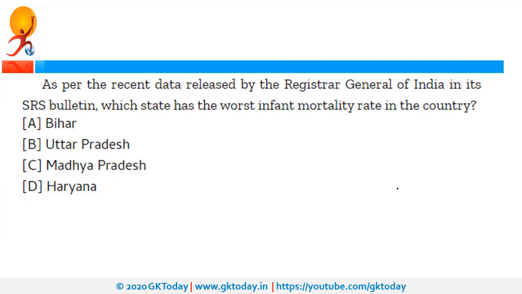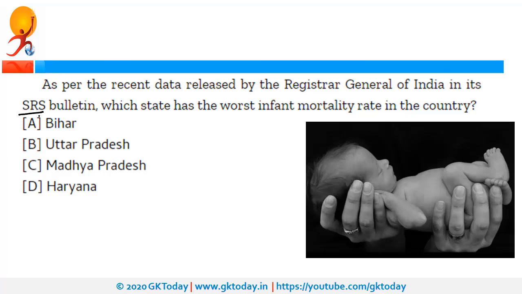As per the recent data released by RGI, that is Registrar General of India, in the SRS Bulletin, which state has the worst infant mortality rate in our country? So this SRS stands for Sample Registration System, and this data is released by RGI. RGI is under MHA. This data is related to 3 points. One is birth rate, another one is death rate, and the third one is infant mortality rate.